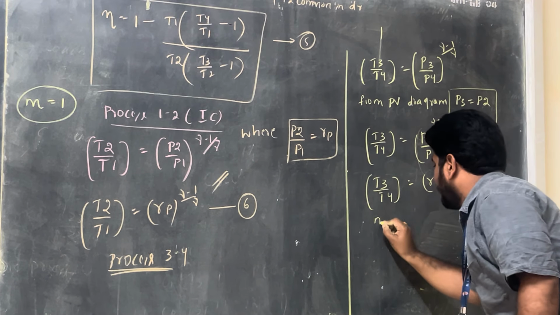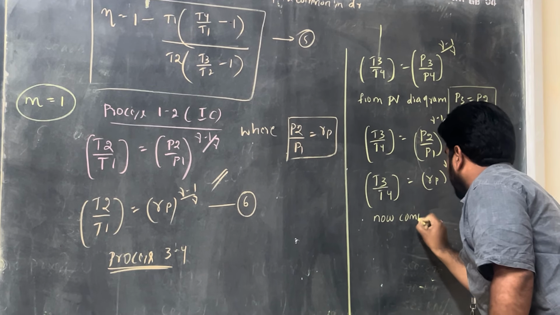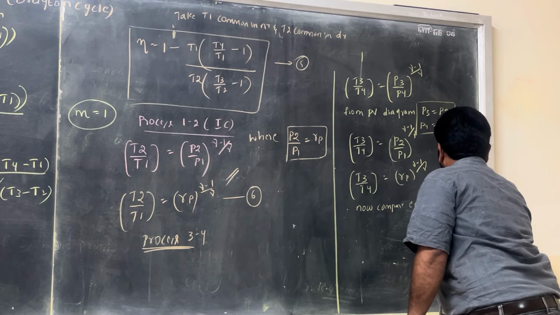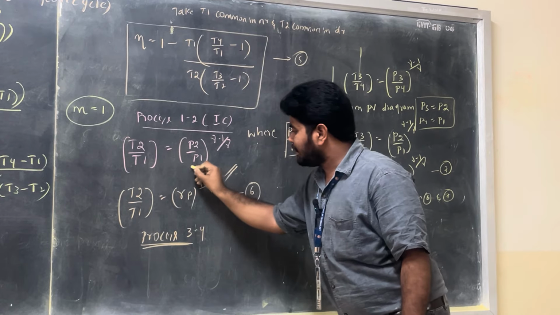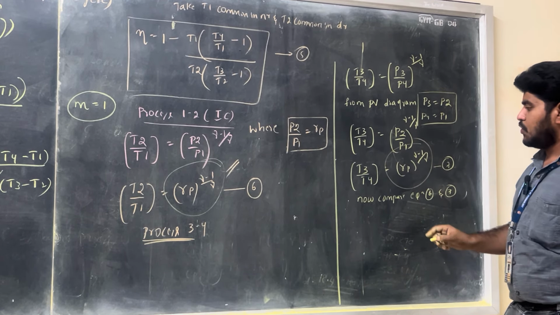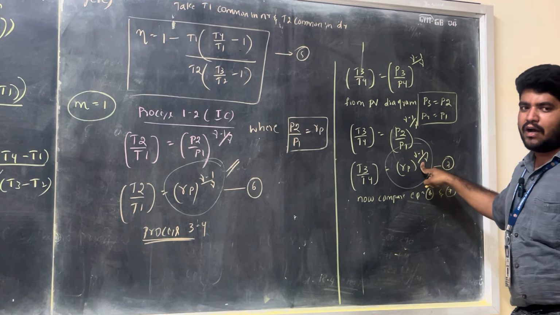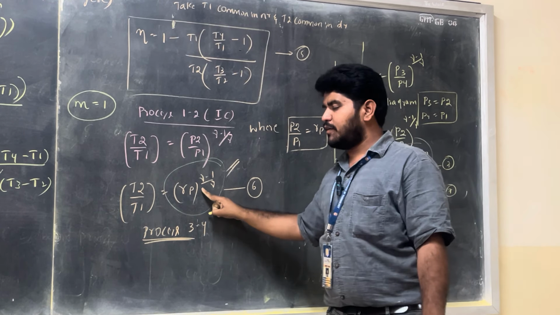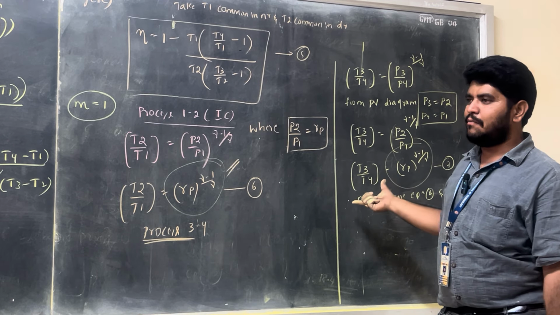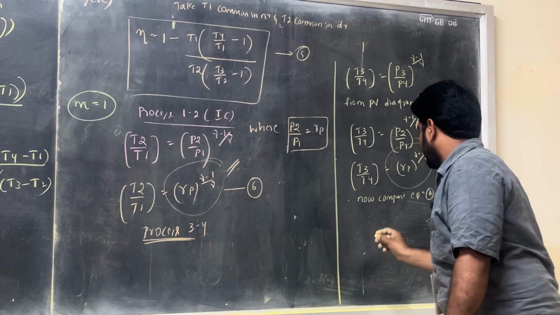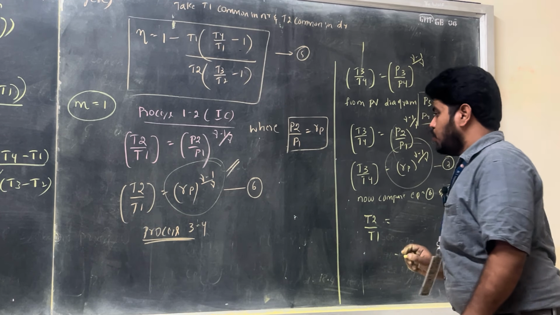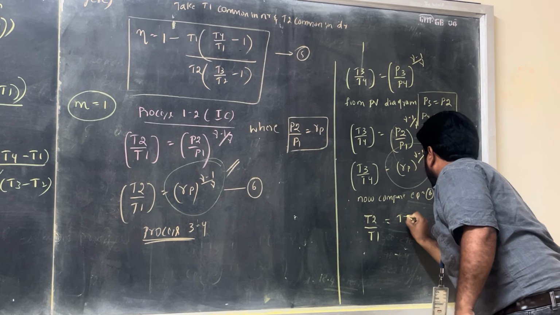Now compare equations 6 and 7. You can see that one of the sides is the same for both. Here RP to the power of gamma minus 1 by gamma, and here also RP to the power of gamma minus 1 by gamma. So when one of the sides is the same, we can equate the other two sides. So I'll take this as T2 by T1 is equal to T3 by T4.